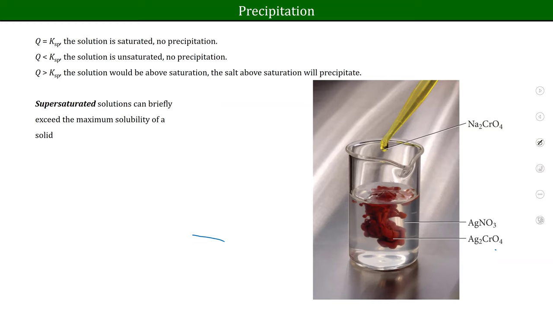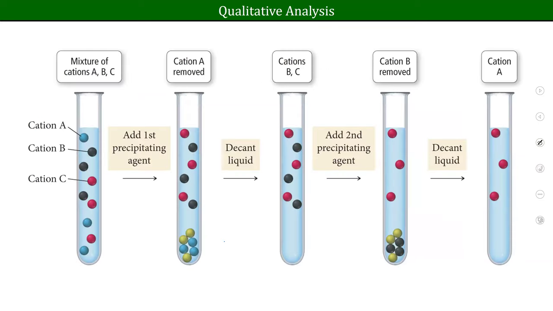And what happens when Q is not equal to K? Q tries to get to K, right? The only way that you can do that is by taking some of those ions and turning them into a solid. Which is also, you didn't know this when you were asking me about those slides earlier today, exactly what they do to test what ions are present in water as well. Not only just to remove them, but also to test what ions are present.